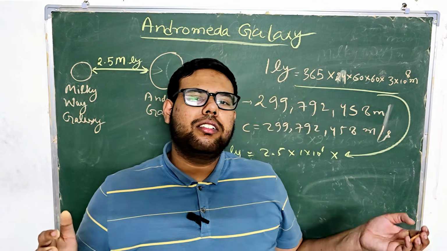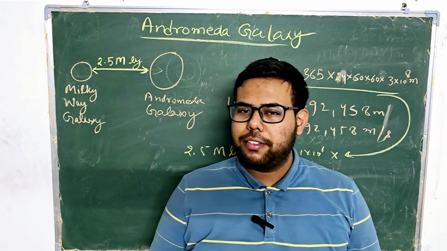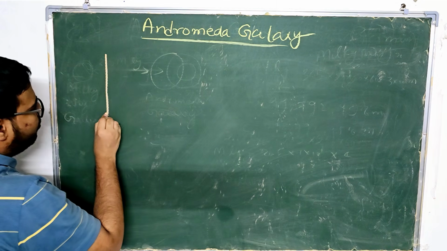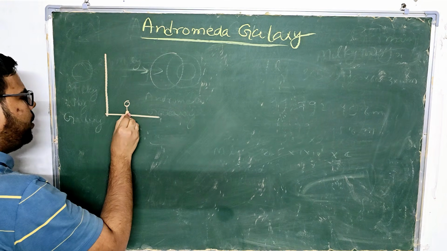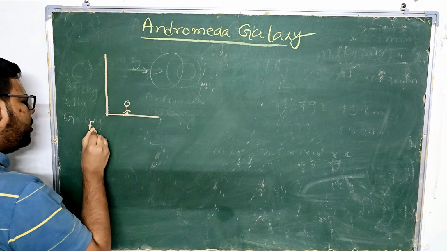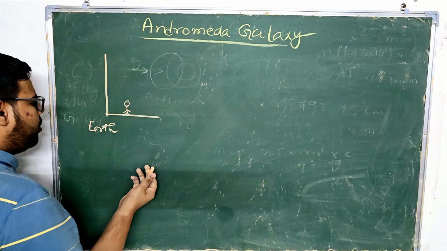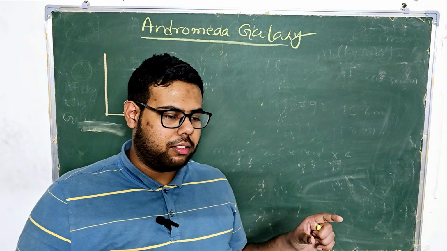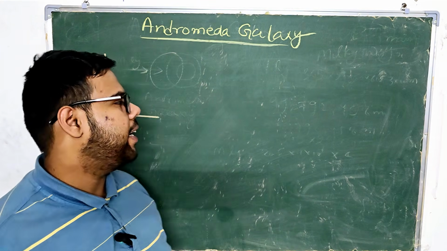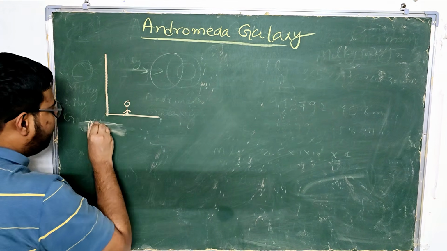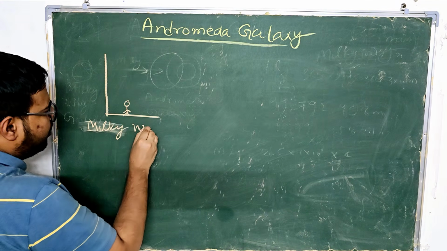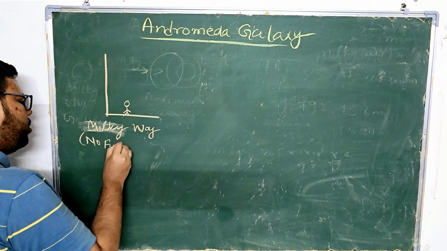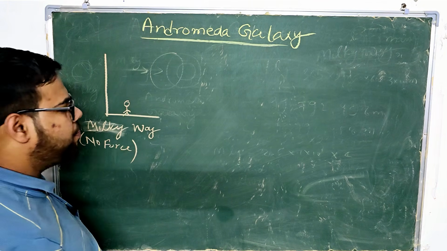Well, I'll be using the time dilation concept from the special theory of relativity. So let me introduce you all to that. Suppose this is a frame, and there's an observer in this frame. Let's not assume Earth, because then we would have to take gravitational force into account, and I don't want that. Let's assume this person is in the Milky Way galaxy, and there is no force acting on this observer.